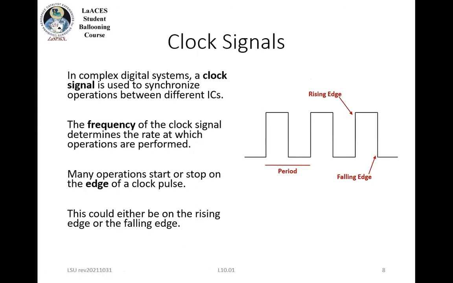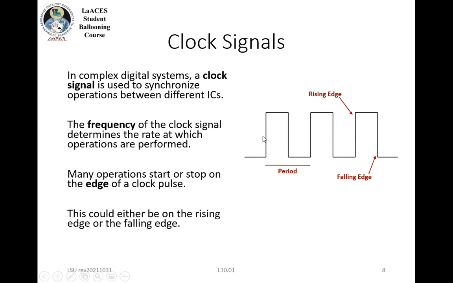A particular type of digital signal is something called a clock, or a clock signal. And you usually use that if you want to synchronize different devices, if we want to synchronize operations across two different integrated circuits. The frequency of the clock signal is how quickly operations will be performed. So for example, your devices will perform one operation on every single complete clock cycle.